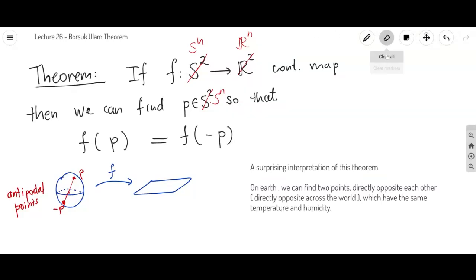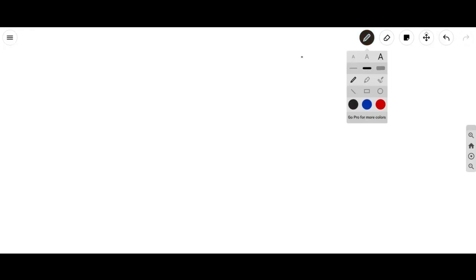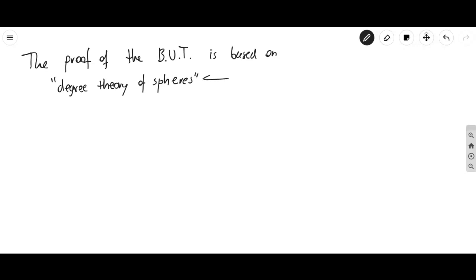And it's going to be based, so the proof of the Borsuk-Ulam theorem is based on something called degree theory of spheres. And I think this was introduced, I might have people mixed up, but I think this was introduced by a mathematician called Heinz Hopf. So he introduced this notion of degree.